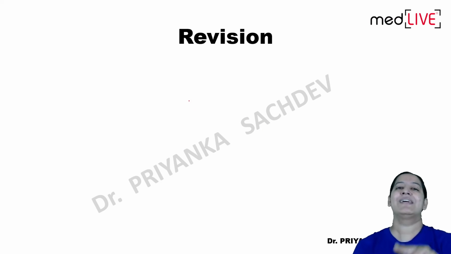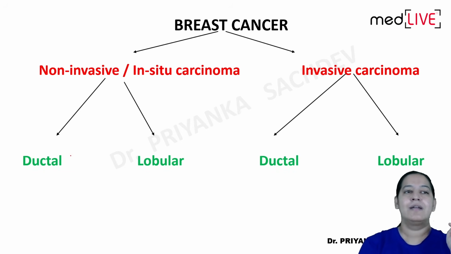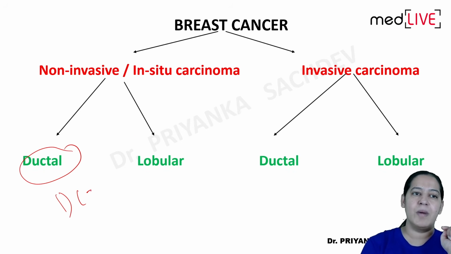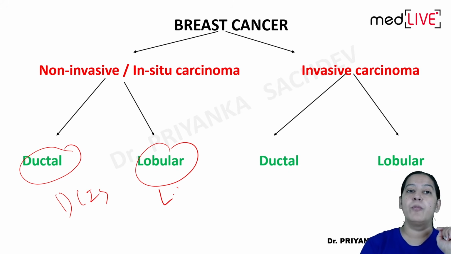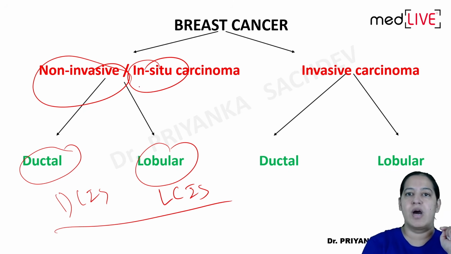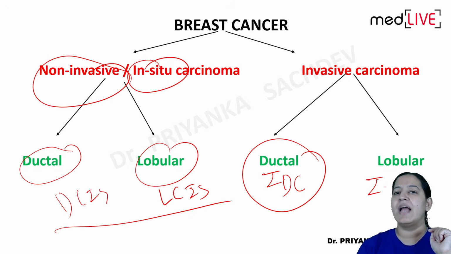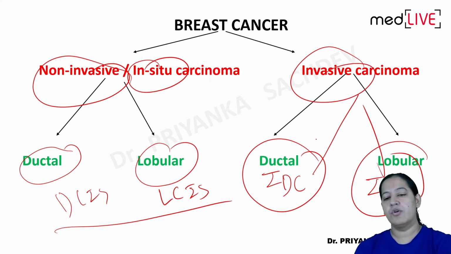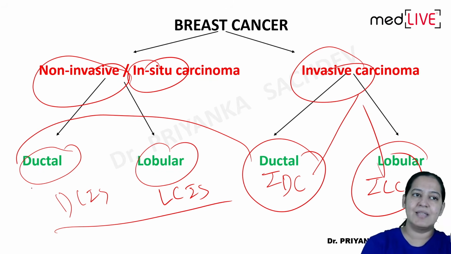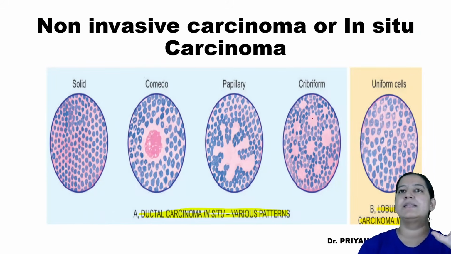So let me revise the four types. What are the four types? DCIS, ductal carcinoma in situ, and LCIS, lobular carcinoma in situ. Both of them are non-invasive or in situ carcinoma. Then IDC, invasive ductal carcinoma, and ILC, invasive lobular carcinoma. Both of them are invasive. So let me first revise the in situ carcinoma. These are the in situ carcinomas.